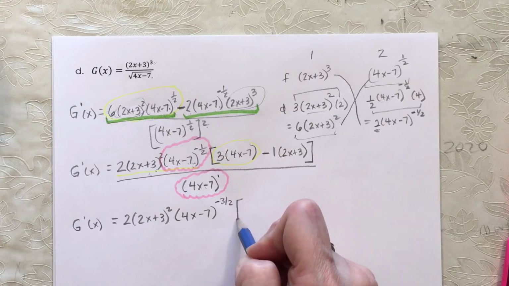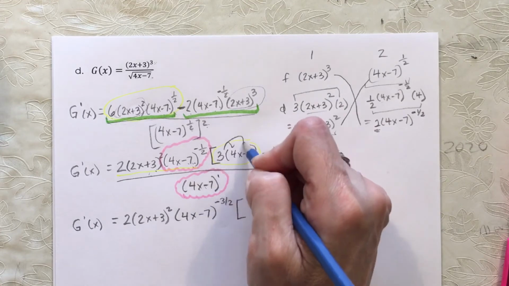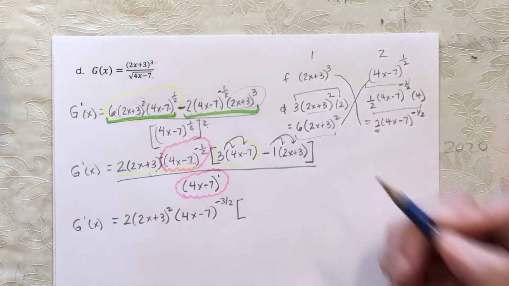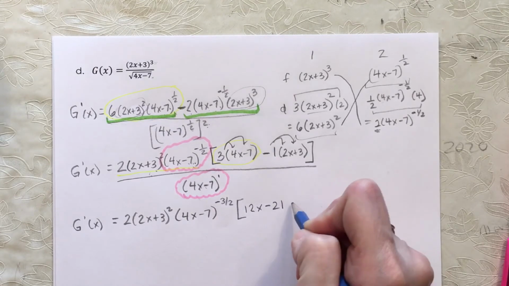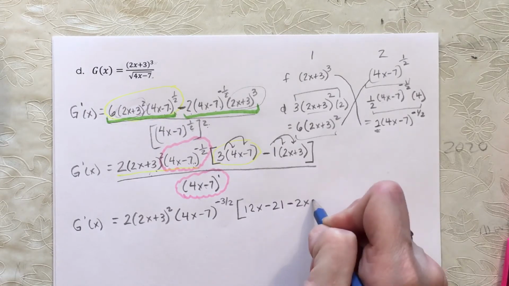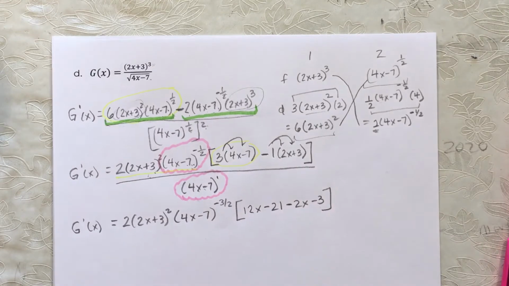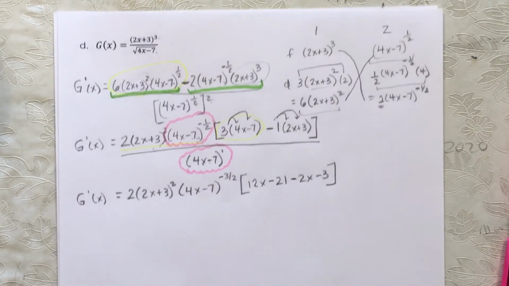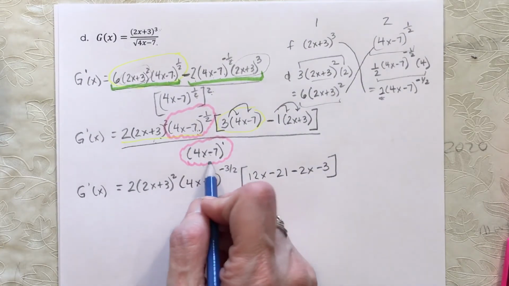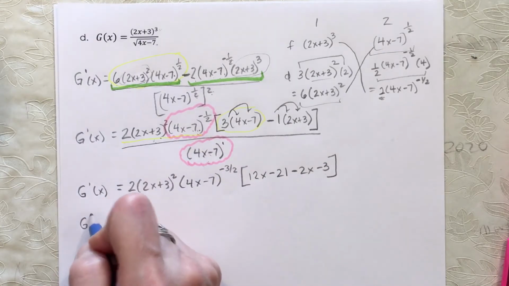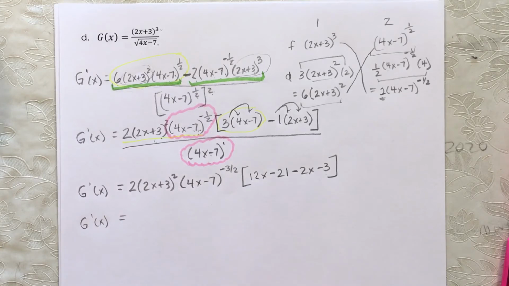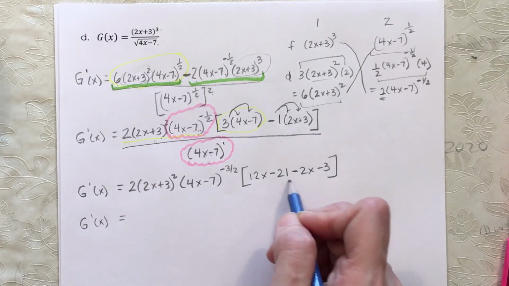And then now within these square brackets, we're going to distribute and simplify. So I'm going to get 12x minus 21 minus 2x minus 3. I've used up that 4x minus 7 that was in the denominator because I did the divide. But now I do want to sort out. I can't have negative exponents, and I need radicals where I need them, and then this part's not simplified.